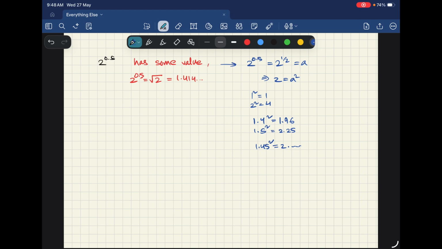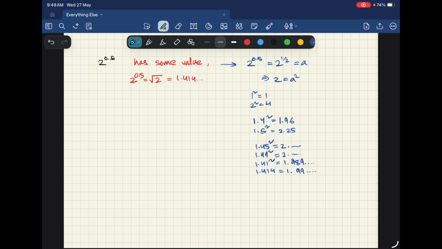Let's decrease that. What about 1.44? Square of that will again be more than 2 point something something. What about 1.41? Square of that gives 1.989 dot dot dot, very close to 2. What about 1.414? That is around 1.99 something, very close to 2.